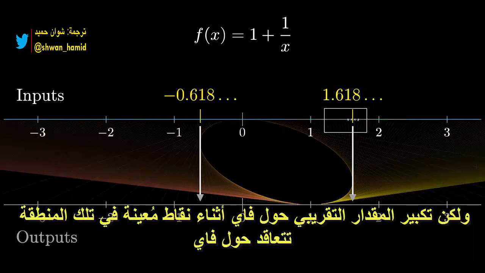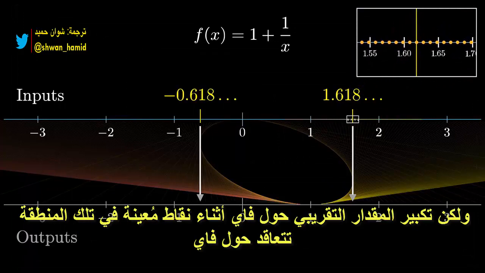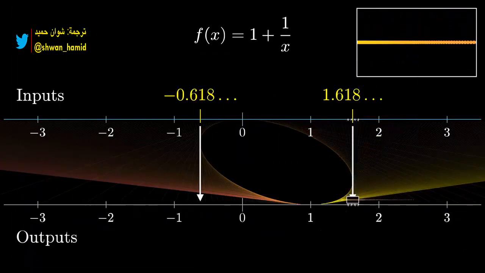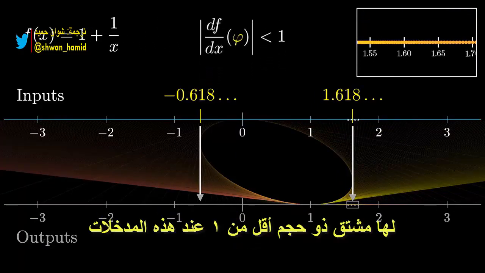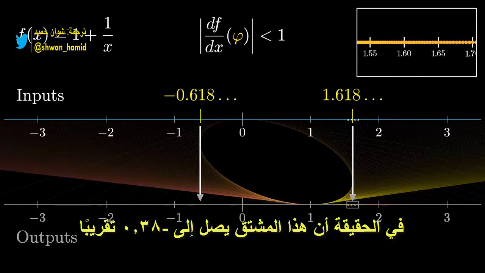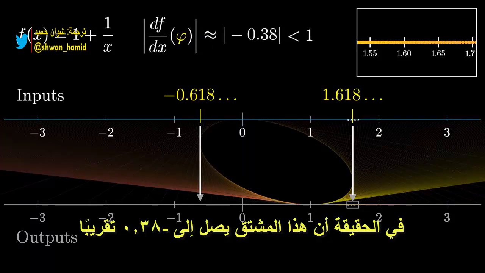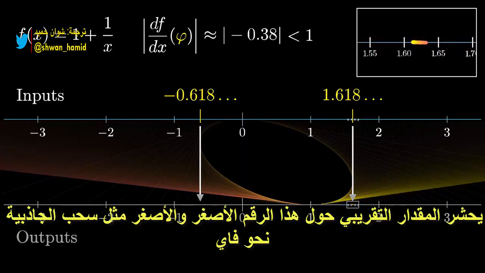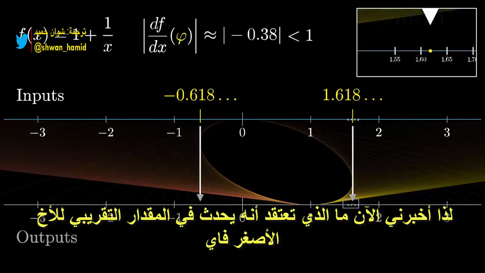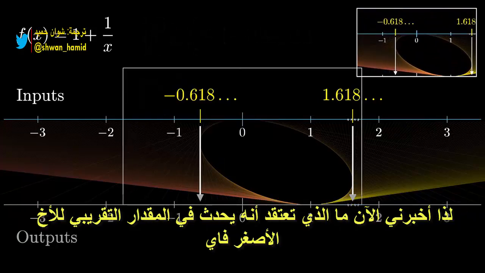But zoom in on a neighborhood around phi. During the map, points in that region get contracted around phi, meaning that the function, 1 plus 1 over x, has a derivative with a magnitude that's less than 1 at this input. In fact, this derivative works out to be around negative 0.38. So what that means is that each repeated application scrunches the neighborhood around this number smaller and smaller, like a gravitational pull towards phi. So now tell me what you think happens in the neighborhood of phi's little brother.